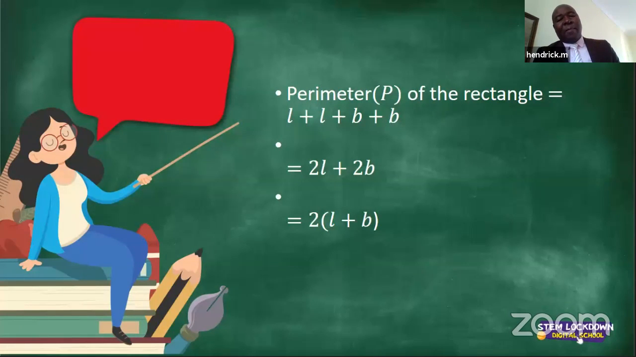And of course, with 2L plus 2B, you can take out a common factor. The common factor is 2. Once you take 2 outside, then you open the bracket, you'll be left with L plus B. So basically, this is the formula to calculate the perimeter of the rectangle. Is there any question so far?